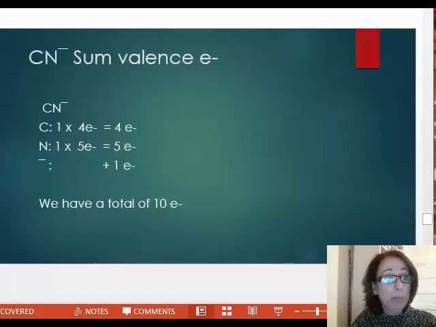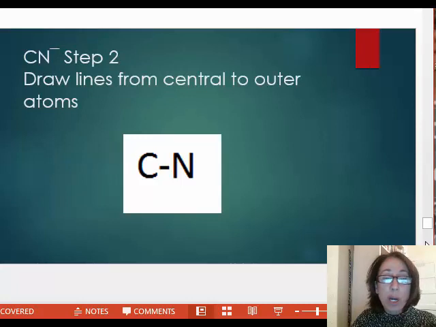Since there's one carbon atom and one nitrogen atom, we have 4 valence electrons from the carbon, 5 valence electrons from the nitrogen, 1 valence electron from the -1 charge, for a total of 10 electrons. This is a diatomic species because there are only 2 atoms, which means there is no central atom. We start by drawing one line between the carbon and the nitrogen.